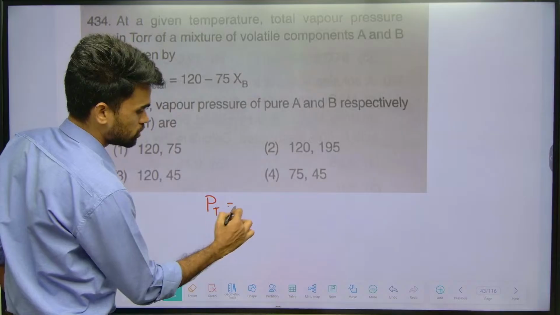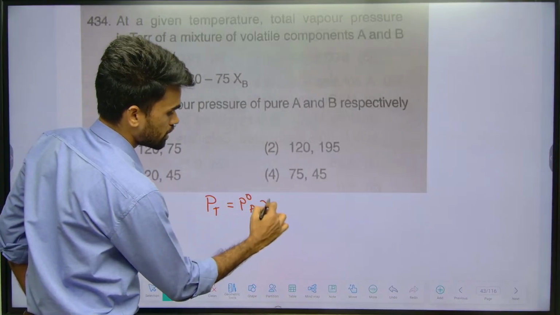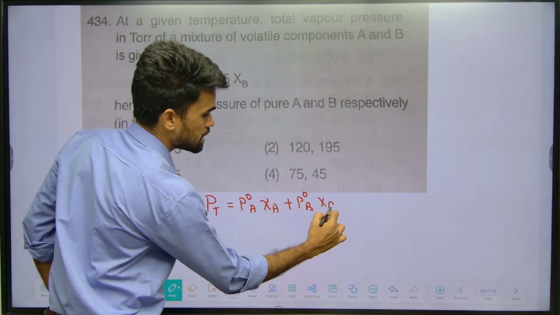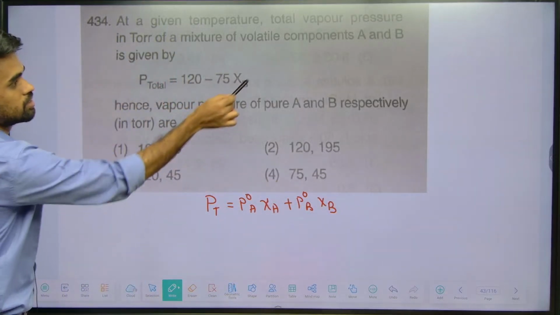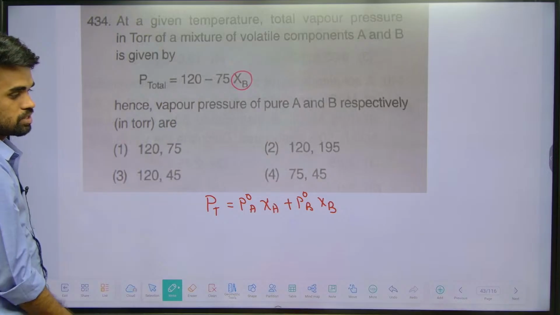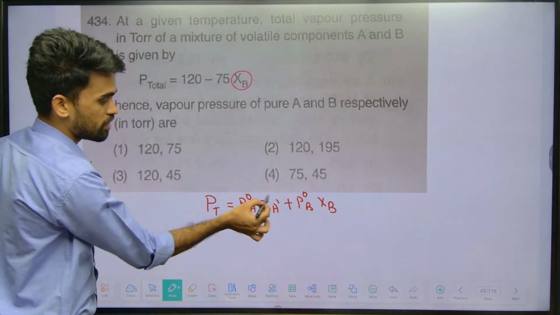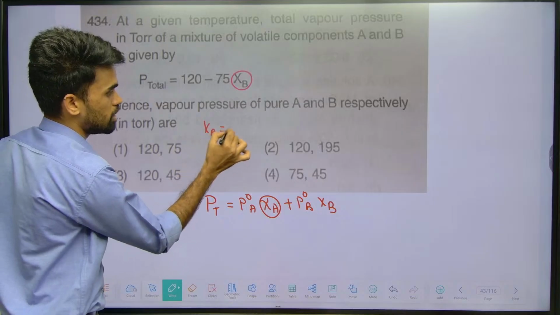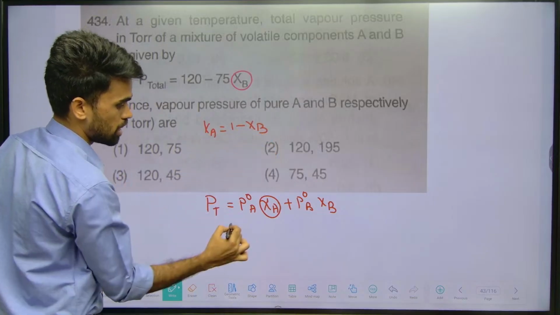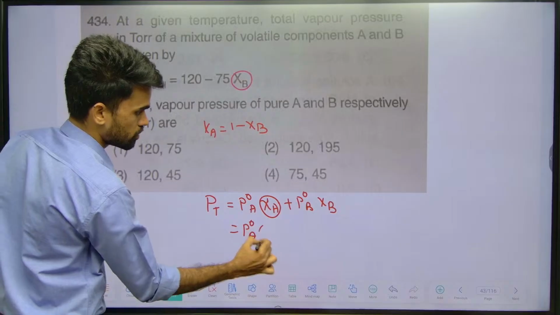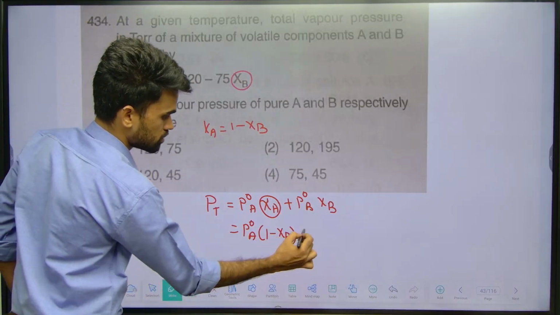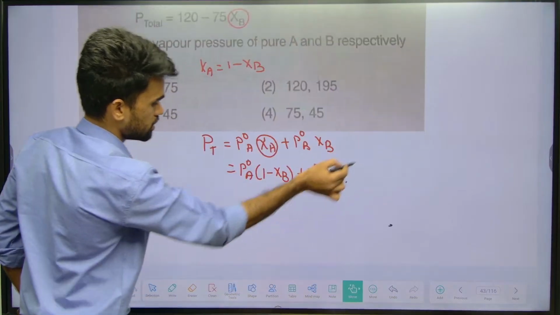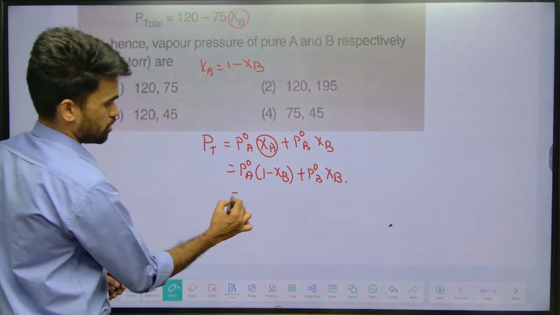P total equals P naught A chi A plus P naught B chi B. Next, we write the equation in terms of chi B. In place of chi A I can write 1 minus chi B. So convert that, P total equals P naught A times (1 minus chi B).